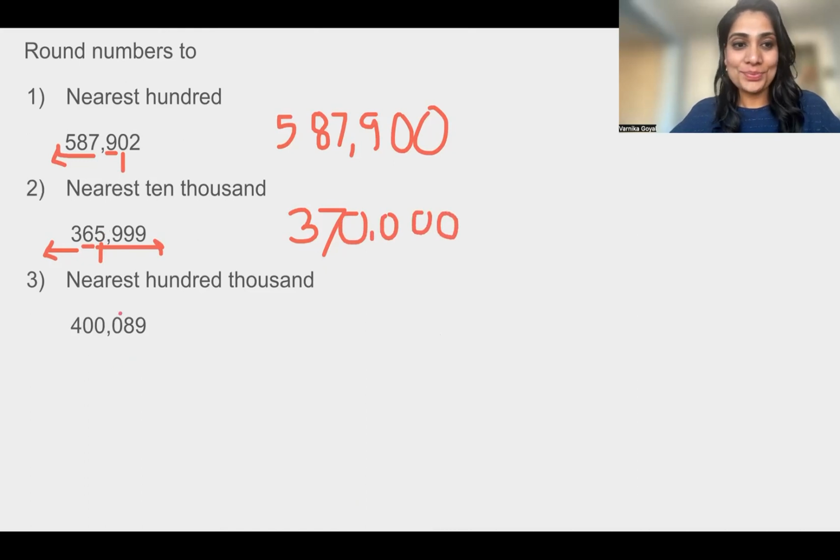The last question. Nearest 100,000. Let's find the target digit. Ones, tens, hundreds, thousand, 10,000, 100,000. There are no digits on its left. So we'll check the target digit. The rightmost digit is not greater than 5, so we'll keep it as it is. And all the digits on its right will become 0.